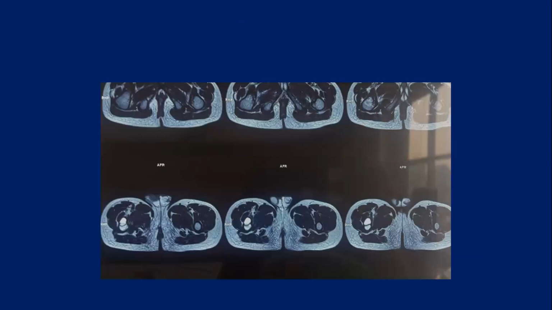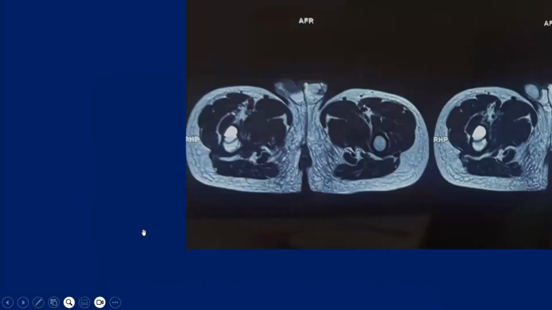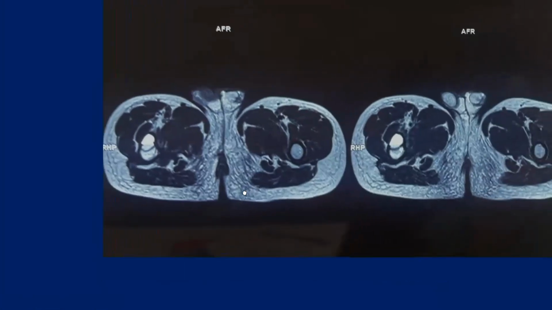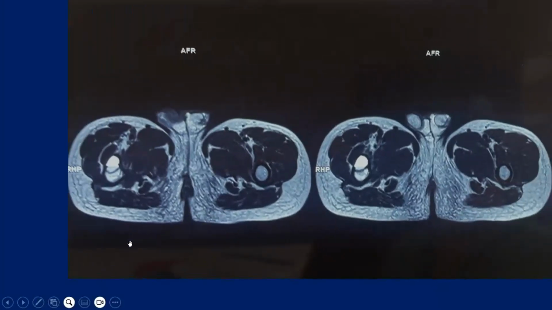Is there a fluid level, ma'am? We'll need to zoom up a little. I think there is one. That is one, probably in the lower image, in the dependent position. Do we have contrast enhanced images here? Do we have contrast images? There's a fluid level for sure.